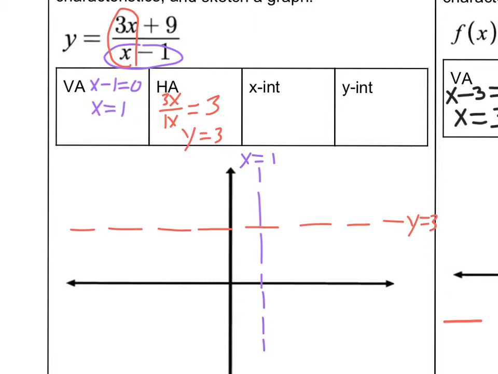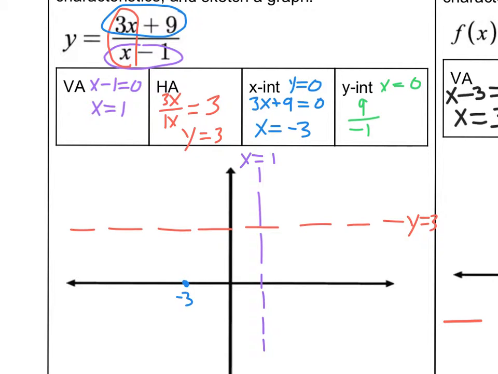Next up, we've got the x-intercept. And for the x-intercept, we're talking about setting y equal to 0. And the shortcut here is dealing with just the numerator. So 3x plus 9 is equal to 0. That's going to give me x is equal to negative 3. And then we got the y-intercept. That's when x is equal to 0. And when we do that, we're going to have 0 plus 9 over 0 minus 1, which is negative 9.